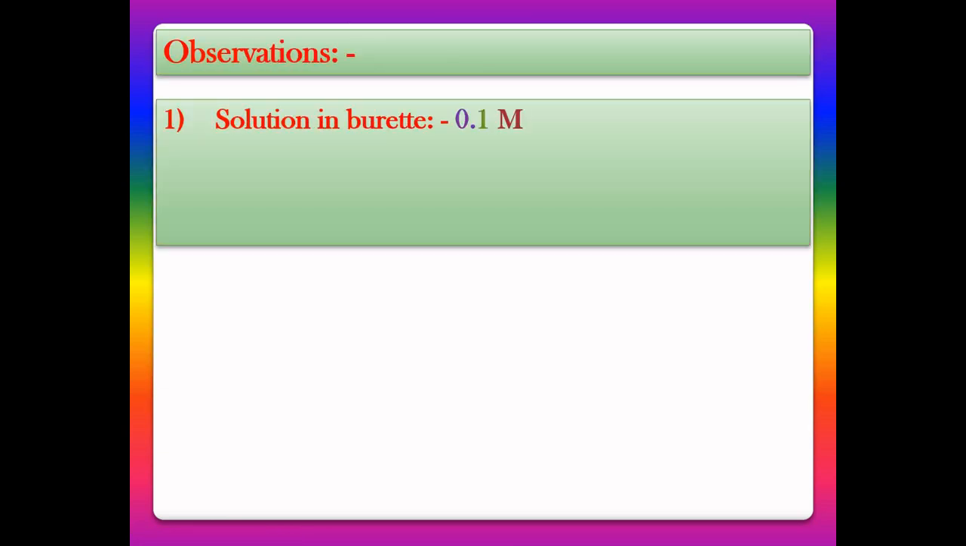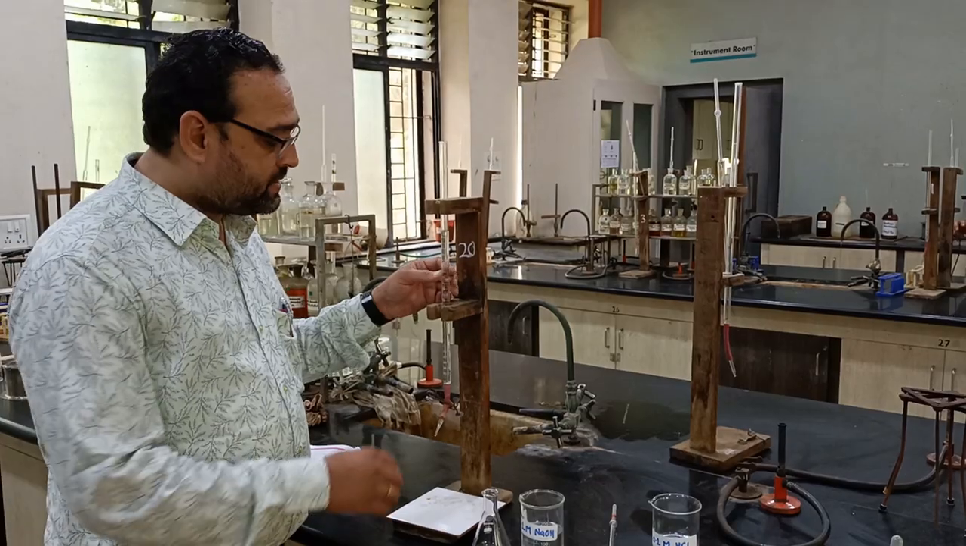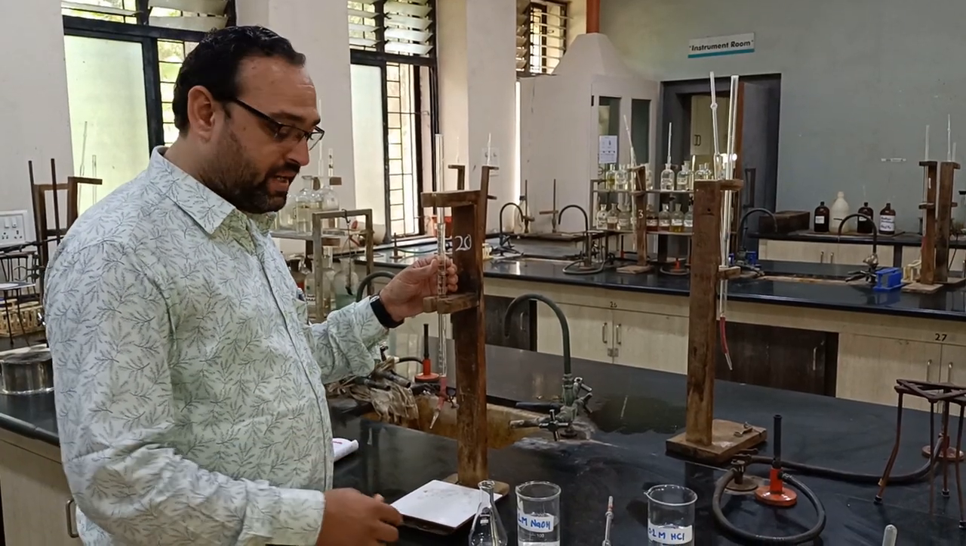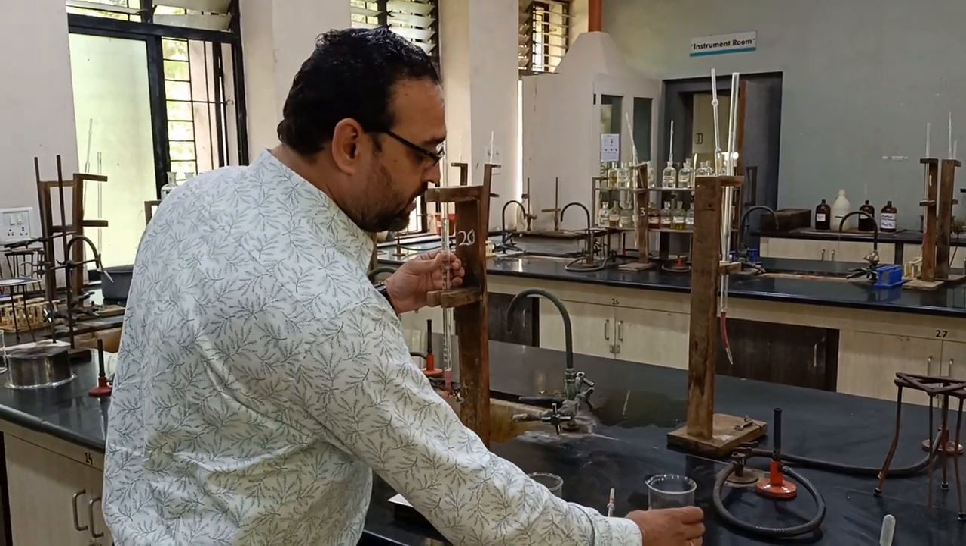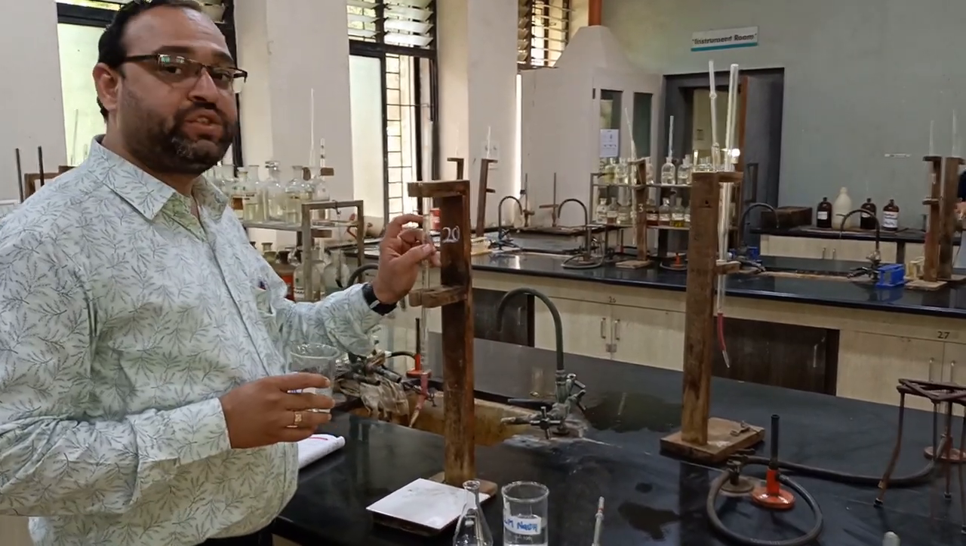What is the observation? The solution in the burette is 0.1 molar HCl solution. The solution in the conical flask is 10 ml of 0.1 molar NaOH solution, and third, the indicator we used is universal indicator. Let's see the procedure for that experiment. We have to fill the HCl solution in the burette at the 0 mark.